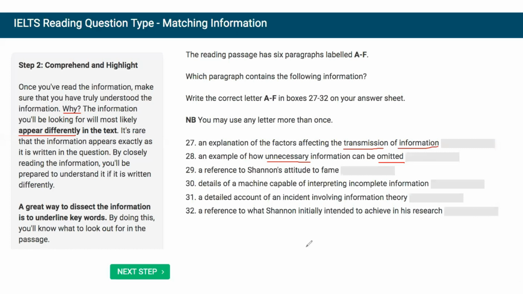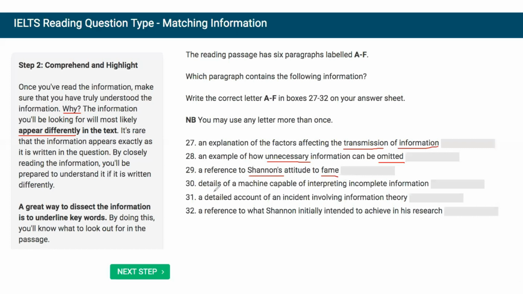Okay, now number 29, a reference to Shannon's attitude to fame. Whenever you see a person, it's a really good idea to underline that name. And another keyword would be, for example, fame. Because we know that Shannon became famous for something, and we want to understand what it is and his attitude. But Shannon, the name is important, and also fame. So paraphrased, we could think of another way to say fame, which could be celebrity status, for example, or popularity. But keep in mind that Shannon is a very good clue for number 29.